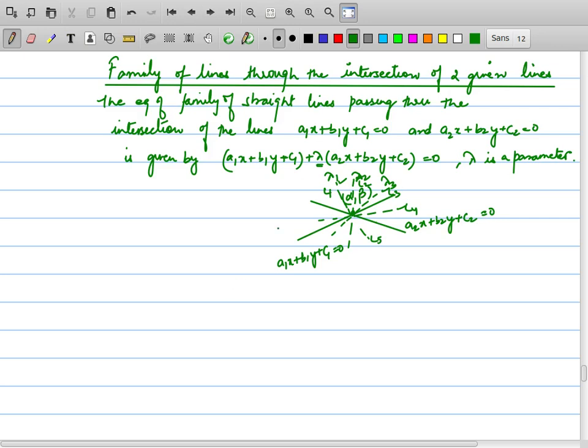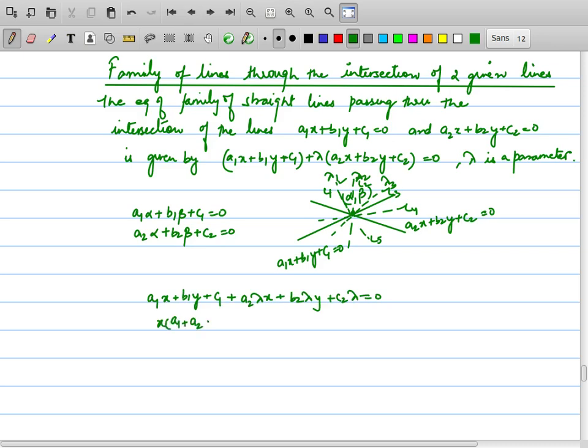Now how did we come to this conclusion that this represents such lines? Now since alpha beta satisfies these two equations, we can write a1 alpha plus b1 beta plus c1 is 0, because alpha beta will satisfy not only the first equation but also the second equation. a2 alpha plus b2 beta plus c2 is 0. Now first of all, if we assume this to be true, then we can write a1 x plus b1 y plus c1 plus a2 lambda x plus b2 lambda y plus c2 lambda equals to 0. Now if we take the like terms together, x times a1 plus a2 lambda, y times b1 plus b2 lambda, and c1 plus c2 lambda is 0.